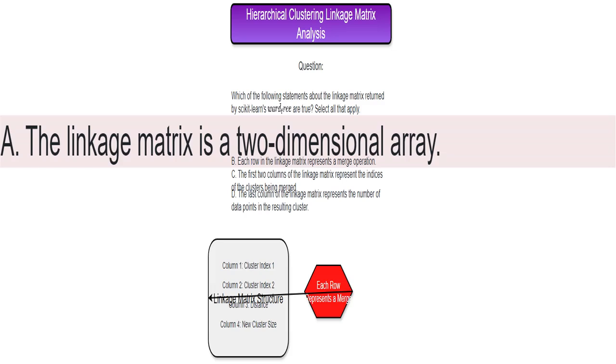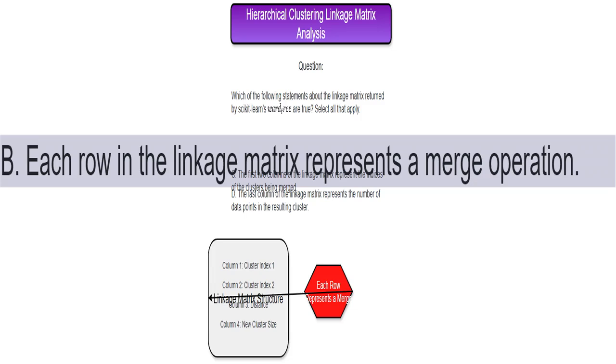This is TRUE. The first two columns clearly show which groups, identified by their indices, were combined in each step. This statement is FALSE. The last column shows the size of the new combined cluster, not the total number of points across all the merged groups.